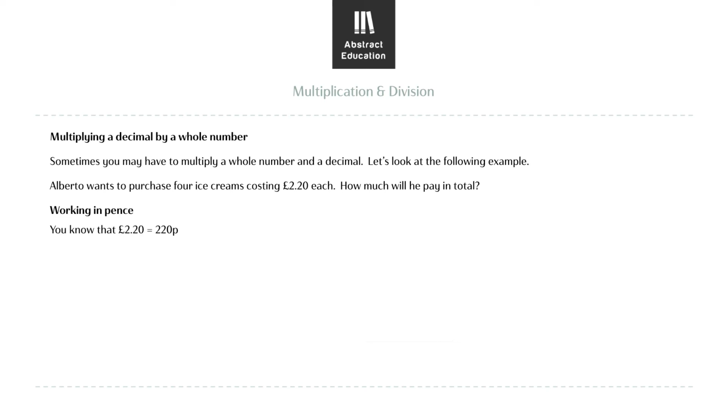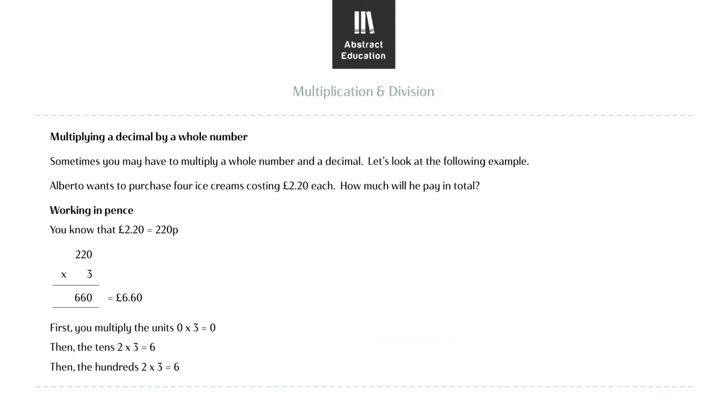So working in pence, your calculation should look like this. First you multiply the units, 0 times 3 equals 0. Then the tens, 2 times 3 equals 6. Then the hundreds, 2 times 3 equals 6. Your answer is 660, which can then be converted into £6.60.